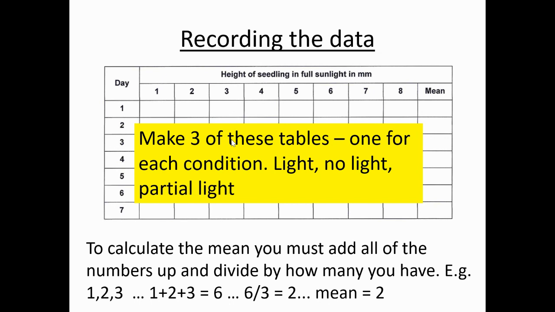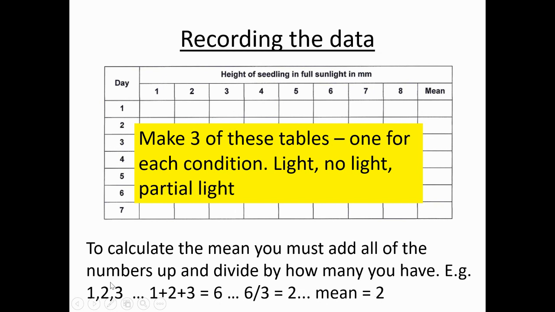You need to be able to calculate the mean. To calculate the mean, you must add up all of the numbers and then divide them by how many you have. I expect all of us to be able to do this by now in Triple Science Year 10. However, a quick example would be if the numbers were 1 millimeter, 2 millimeters, and 3 millimeters, you do 1 plus 2 plus 3, which is 6. 6 divided by the total, divided by 3, which is 2. So the mean of 1, 2, and 3 is 2.